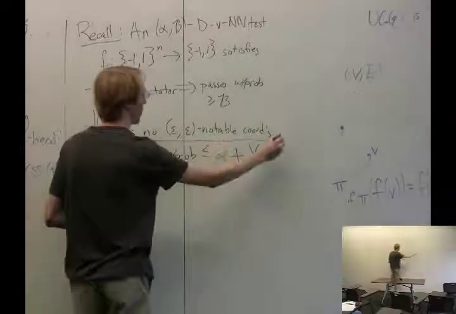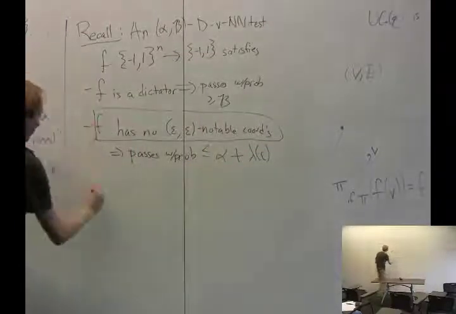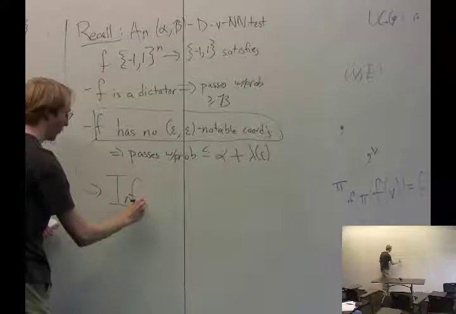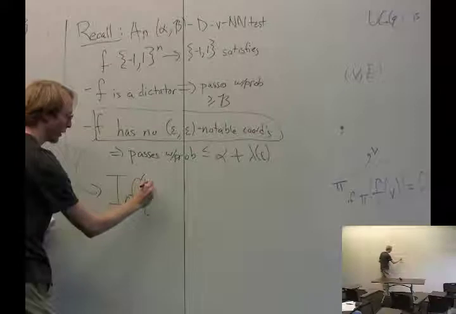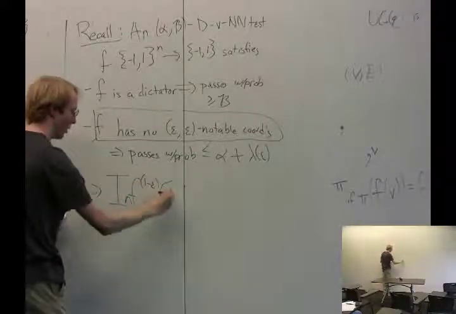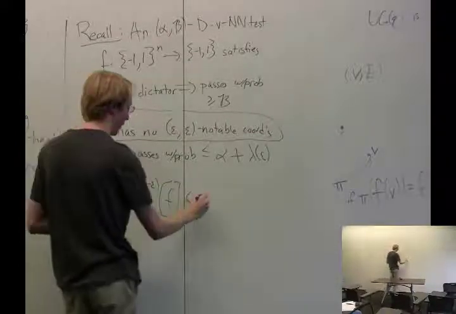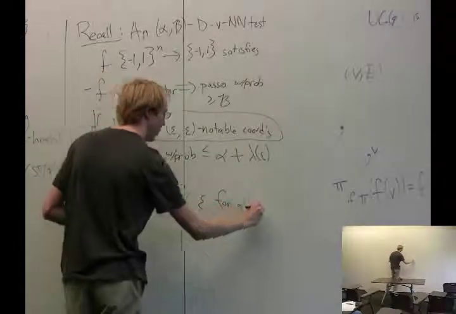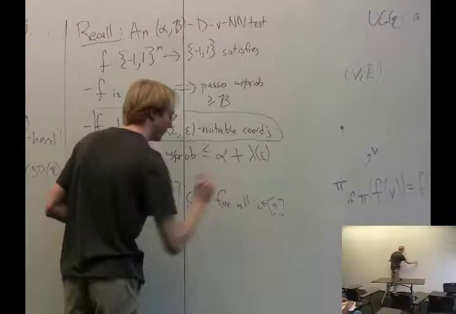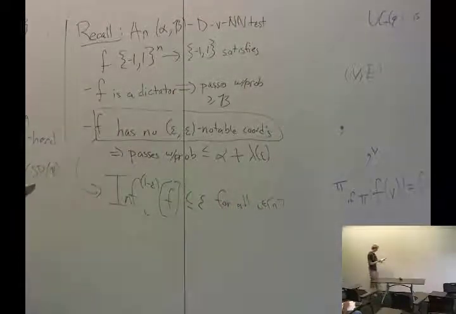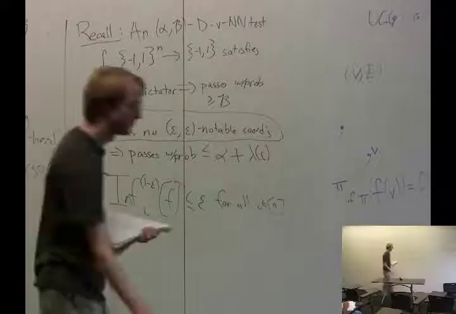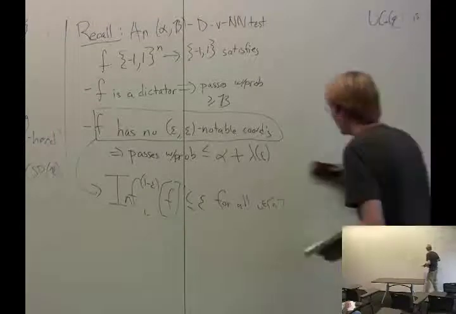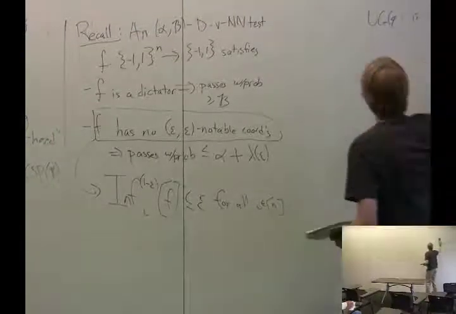Okay, and then let me just say what this meant again. This means that the ith influence on f, at least if you care about this 1 minus epsilon noisy version of it, is at most epsilon for all i. Okay, is that correct? Yeah. Okay. So that's a definition of the dictator versus no notables test.